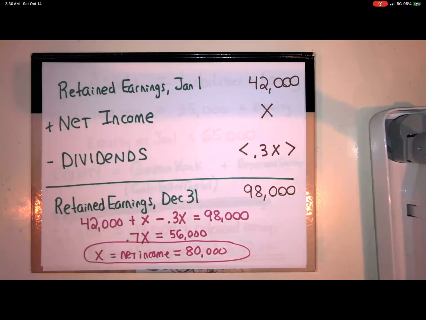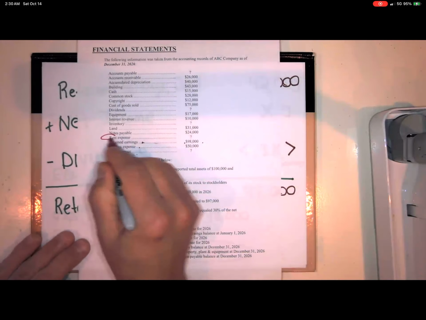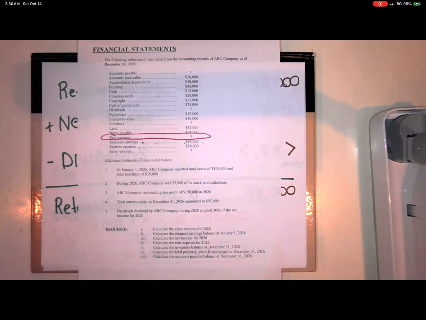All right, if you guys want to get your volunteering out of the way on kind of an easy question, requirement 4 is your deal. Take a look at requirement number 4. Requirement 4 wants you to calculate the balance in the rent expense for the year. And the rent expense, remember, was up here, 1, 2, 3, 4 from the bottom, and it was a question mark. So we want to come up with what amount should be there.